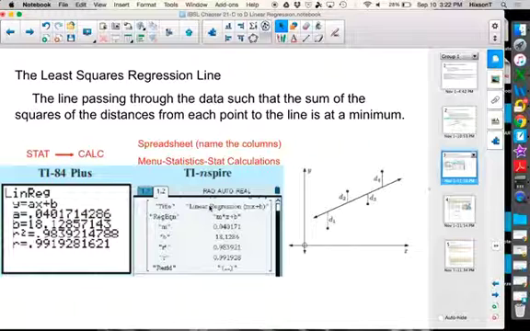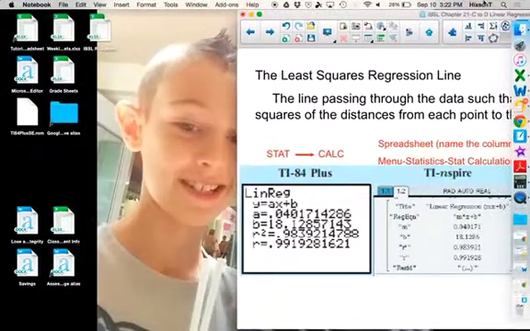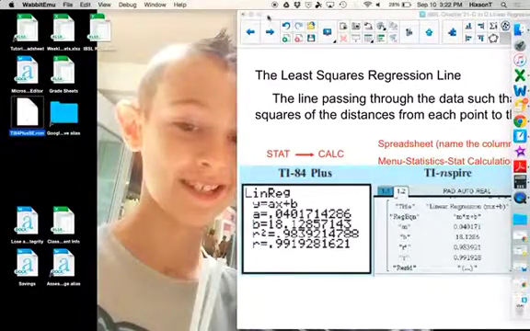I think it's under stat calculations. We can find it once you guys get the data in. Those of you with the 84 or the 83, I can show you this here because I actually have it up. I can put it on the screen.